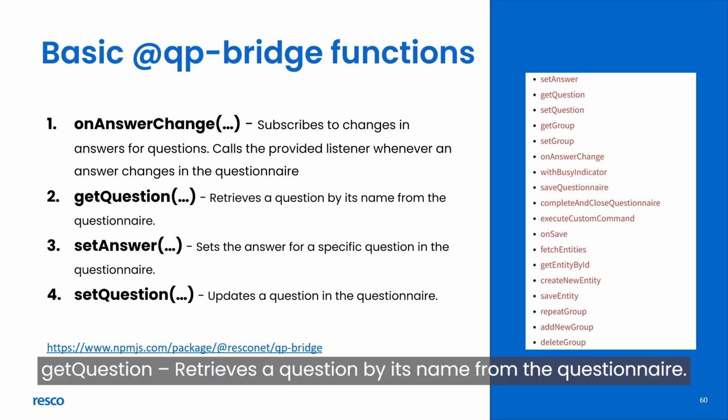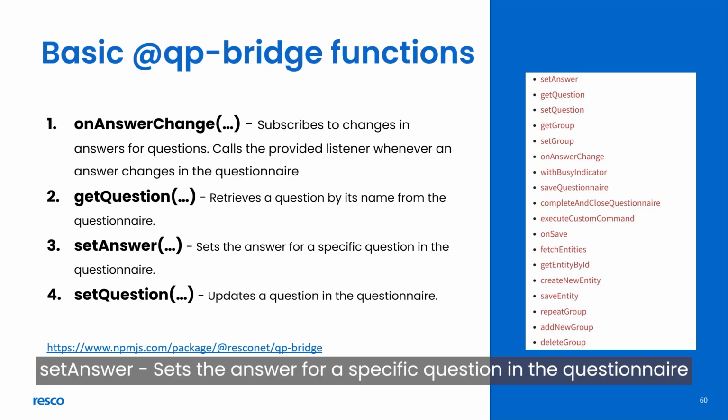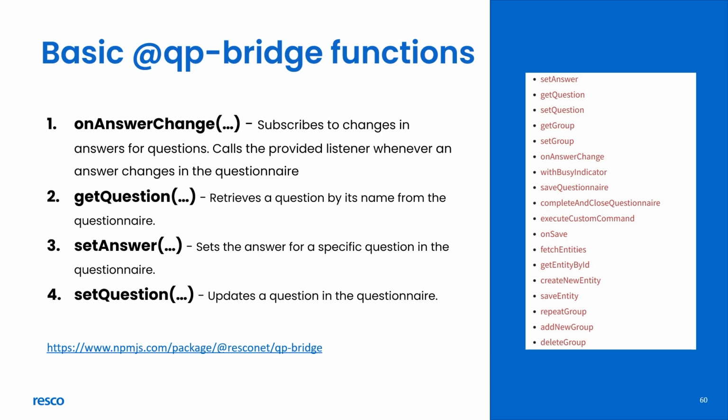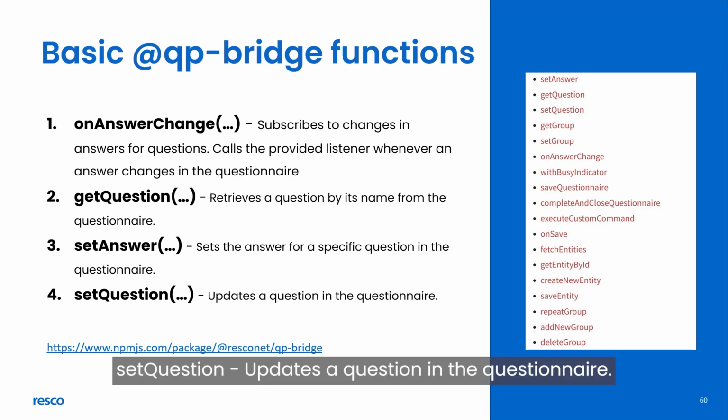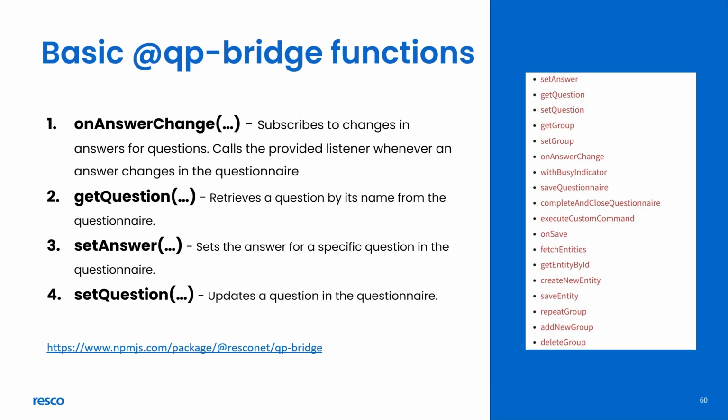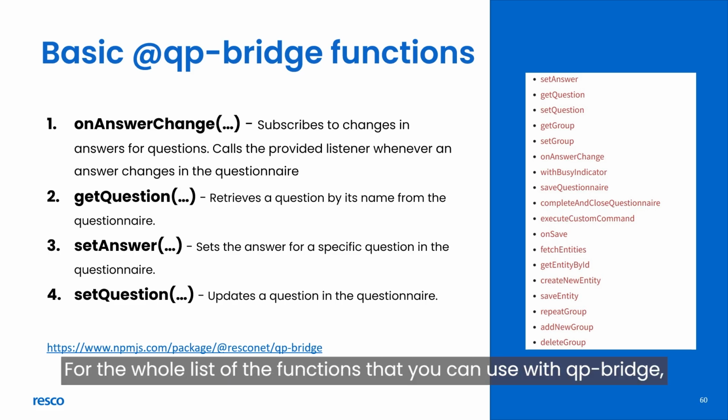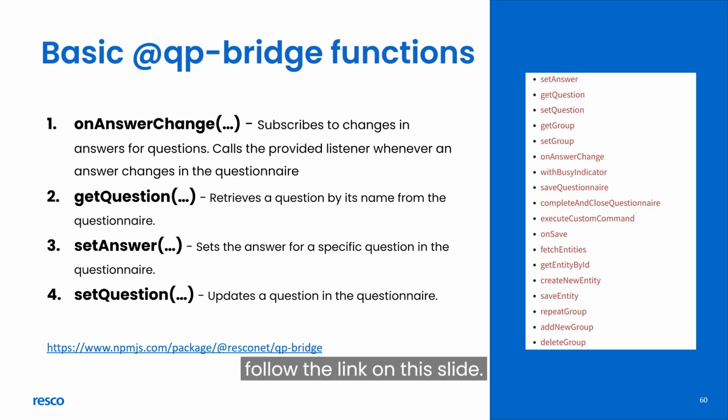getQuestion retrieves a question by its name from the questionnaire. setAnswer sets the answer for a specific question in the questionnaire. And setQuestion updates a question in the questionnaire. For the whole list of the functions that you can use with QP Bridge, follow the link on this slide.